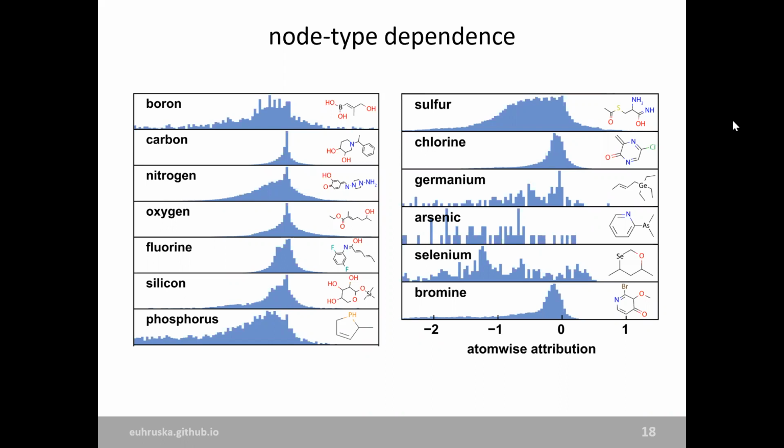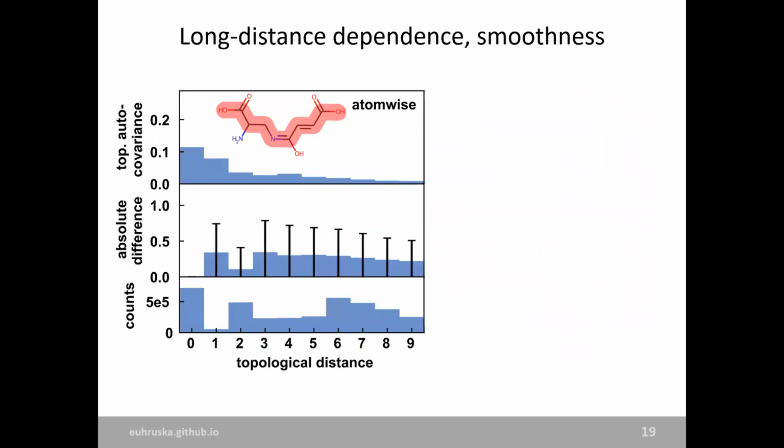This can be explained by the different oxidation numbers of different environments for these atoms. And so it's a non-trivial distribution. For some of the atoms, we also have fewer molecules, like germanium or arsenic. So there's a significant difference for the different atom types.